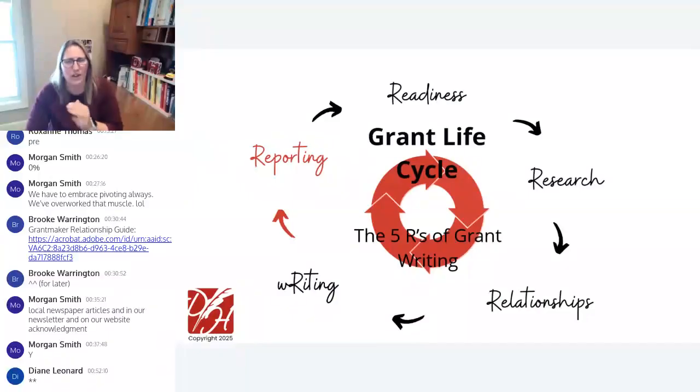We're very much focused on the reporting portion of the grant life cycle with this particular tip. So you've done all the hard work of relationship building in advance of the writing. You've spent all sorts of time making your writing the best, strongest application you can, and you got funded. So then we want to do what we say we will, when we say we will, and how we say we will.